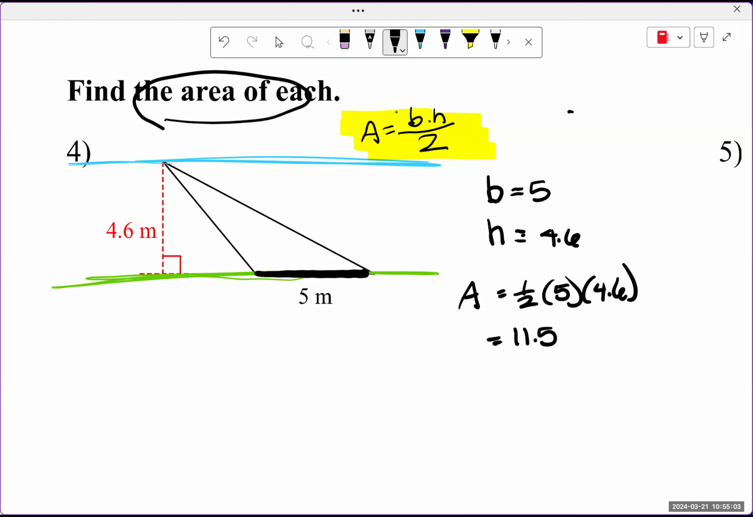Now, area. Area is like wallpaper. So it's square units. So it's meters squared.